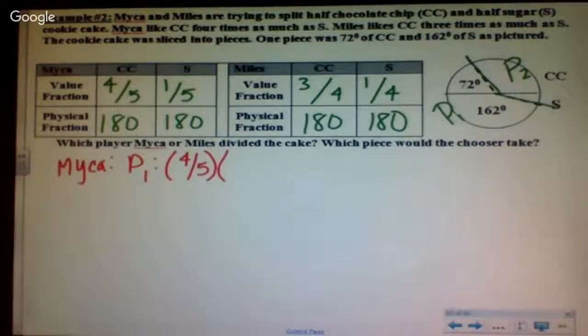72 degrees out of 180. Plus, now we've got your sugar. 1/5. How much is sugar? 162 out of 180. Find me a value for piece 1. Gotcha.